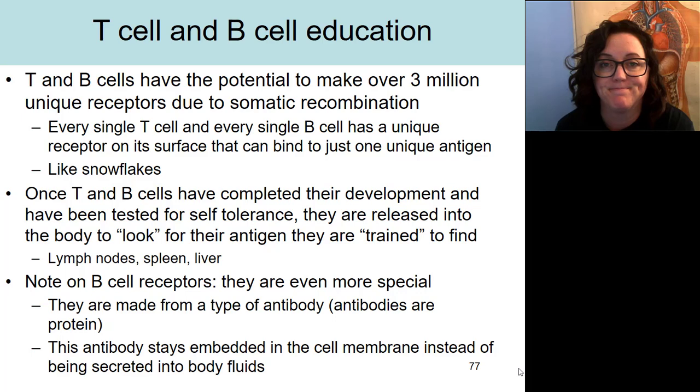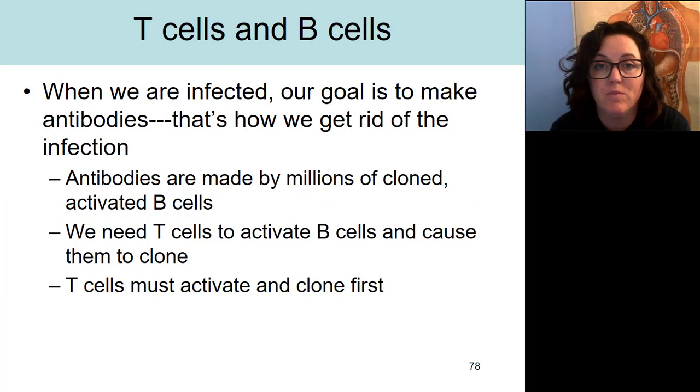And antibodies is the name of the game with the specific immune response. The whole point of the specific immune response, the whole goal, is to make antibodies, because that's how we get rid of infectious agents, is with antibodies. Once the specific immune response is initiated, we're going to make millions and millions and millions of antibodies. And this is because antibodies are made by activated B cells.